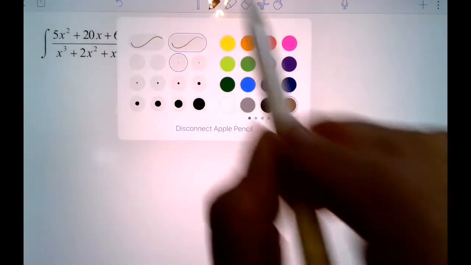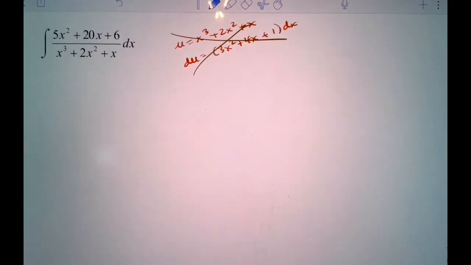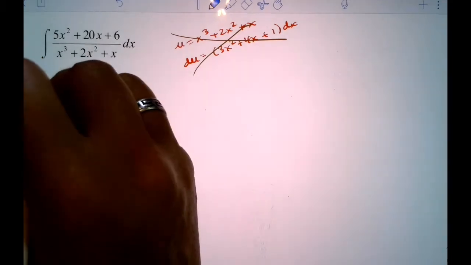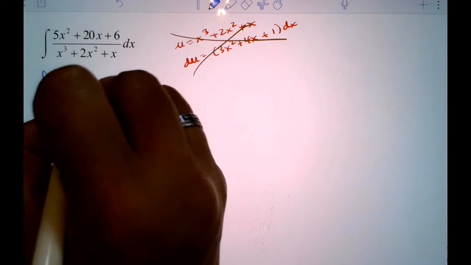Okay, so your next line of defense is going to be, hey, I see that denominator. That looks pretty good. I think that can factor. So you're going to go ahead and do that.